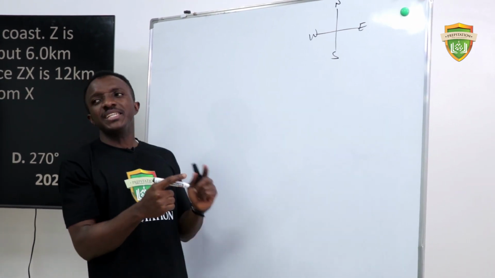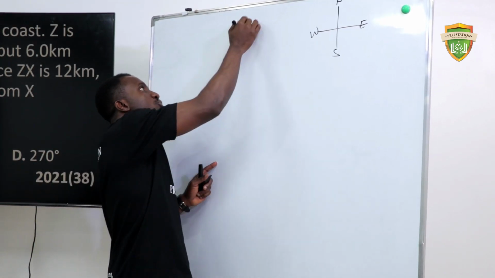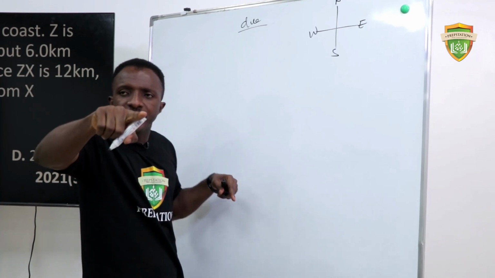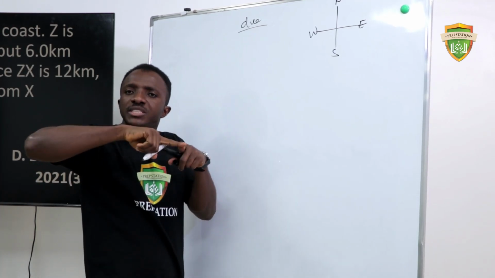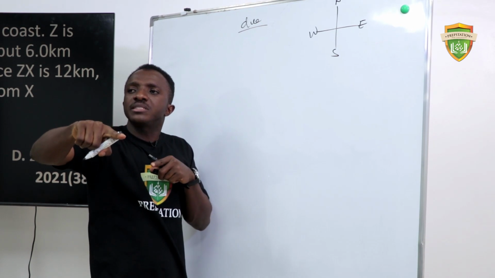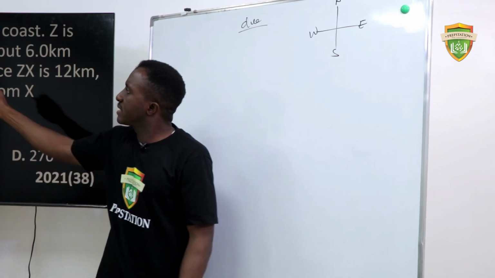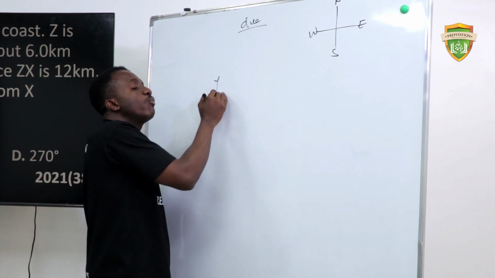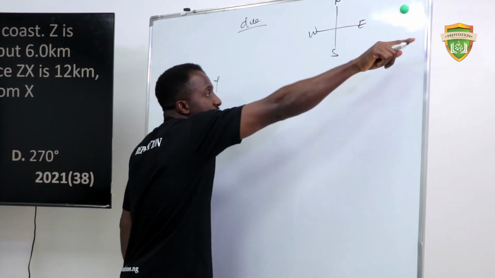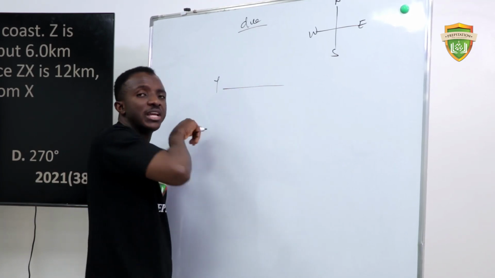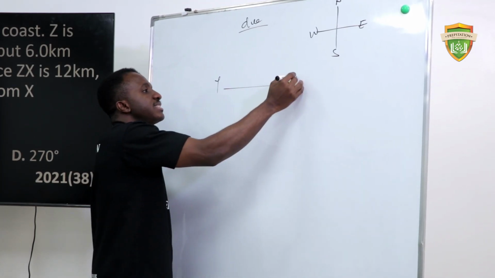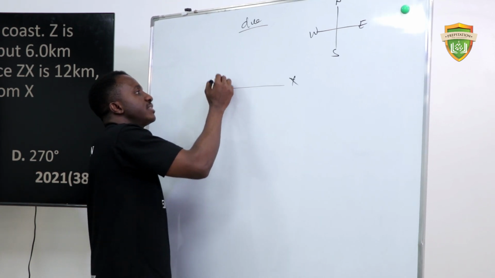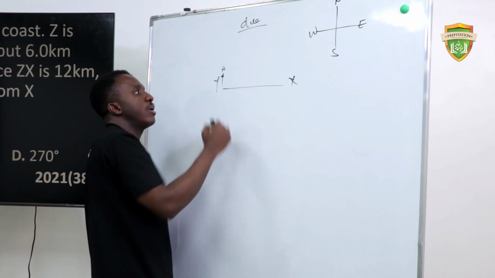X is due east of y. Now the word due tells you that that position is just on the straight line to the direction, or the cardinal point that was quoted. What that means is this: x is due east of y, so we have y. This is east of y, the straight line that goes east. This is x, so that is y, and this is x. I'm going to do this to simplify my work.